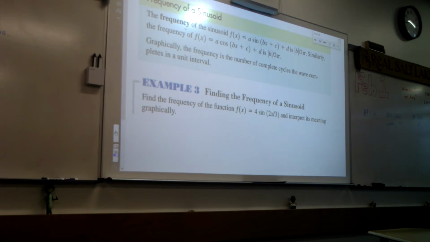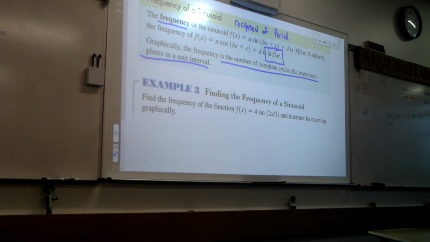if we're talking about frequency, this is actually just the reciprocal of period. If you remember, period is 2 pi over b. Well, frequency is b over 2 pi. What frequency tells you is the number of completed cycles the wave completes in a unit interval. What we've been kind of saying is when we do 2 pi over b, it's like how long it takes to complete a cycle. This is just the opposite.